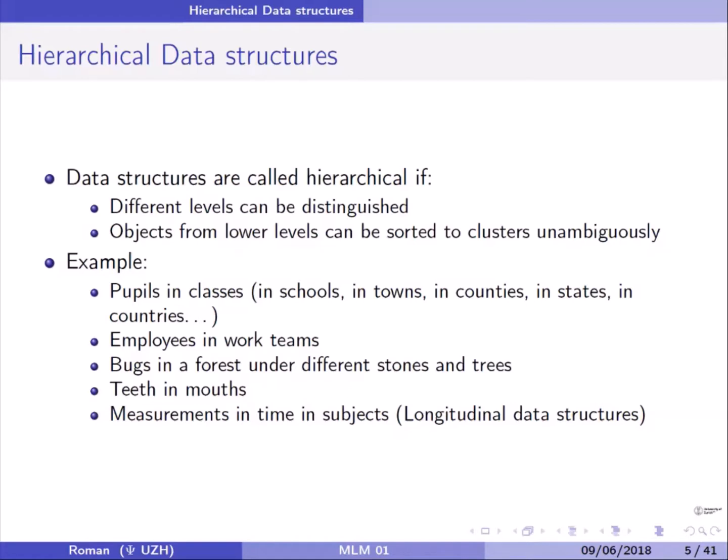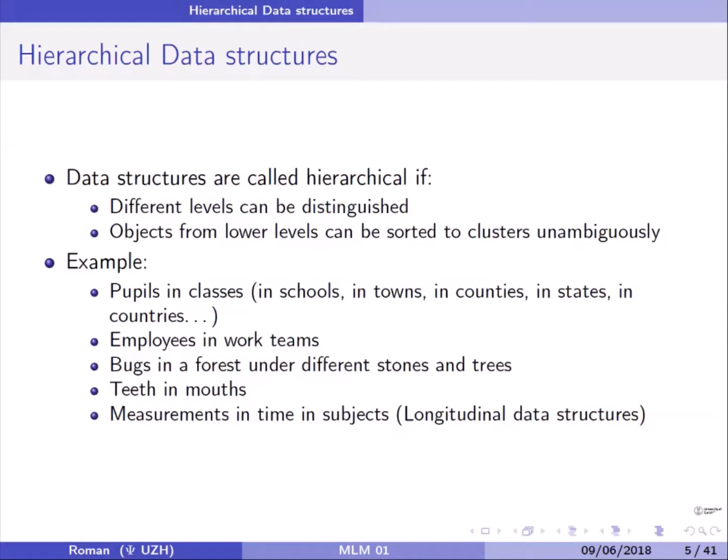We could also say employees in a work team, or bugs in a forest under different stones or trees. A bug can only be under one stone or one tree. We could talk about teeth being clustered in different mouths. Each tooth belongs to one person's mouth or animal's mouth, no more than that. However, each mouth can have many teeth. Just as one pupil can only belong to one class, each class can have many pupils.